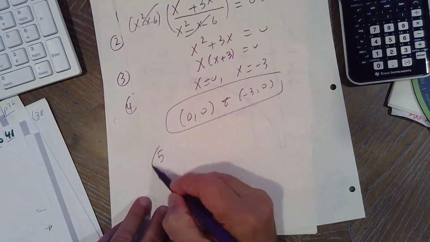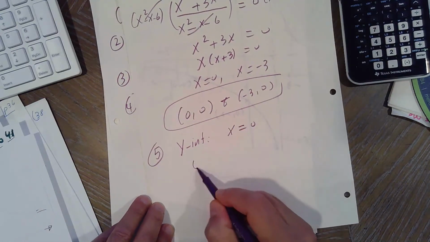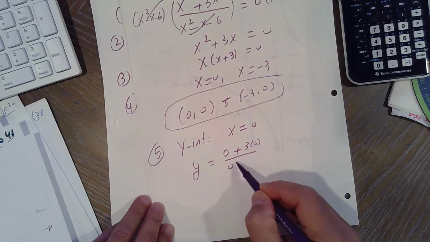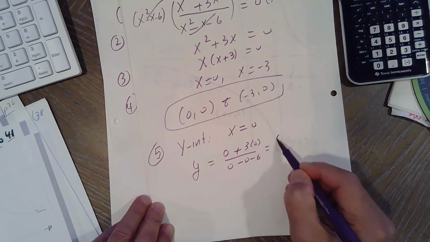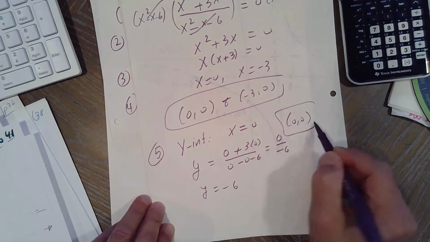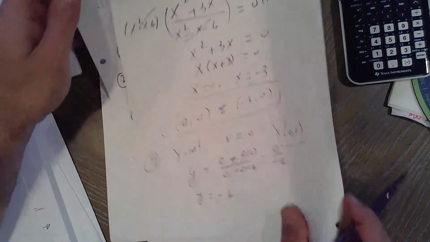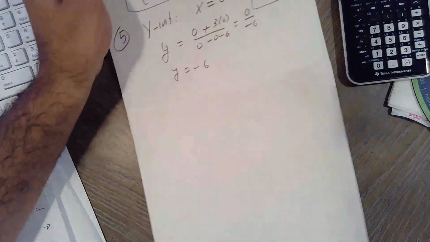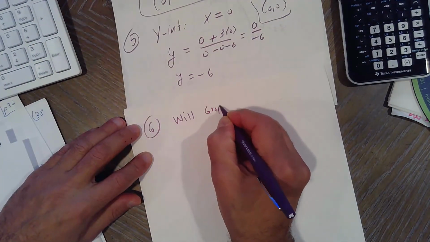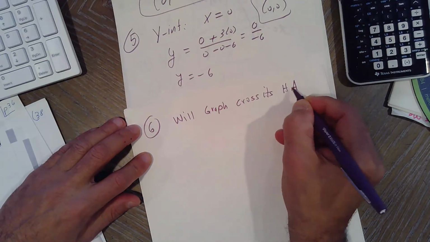Then we're going to find the y-intercept by setting x equals 0. So y equals 0 plus 3 times 0 over 0 minus 0 minus 6, 0 over negative 6. So it's the origin, which we already got from the x-intercept. Now, will the graph cross its horizontal asymptote? Number 6. Will the graph cross its horizontal asymptote?